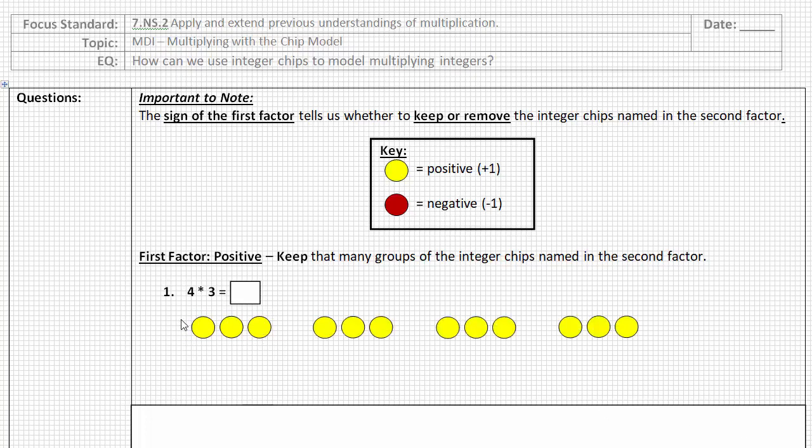So here you can see that I've made 4 groups, 1, 2, 3, 4, each with 3 positive integers. And since the first number is positive, it says we're going to keep those. So altogether we have 3, 6, 9, 12. So 4 times 3 equals 12. All right, let's try our second example.